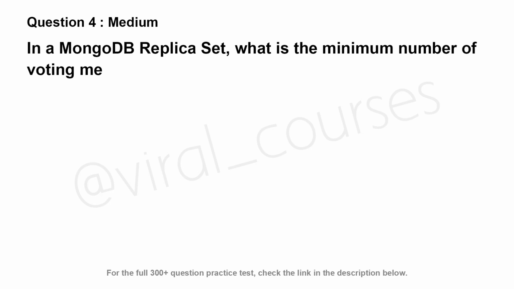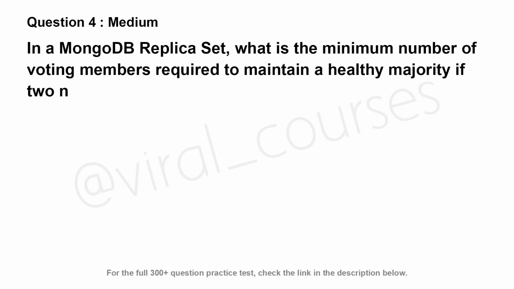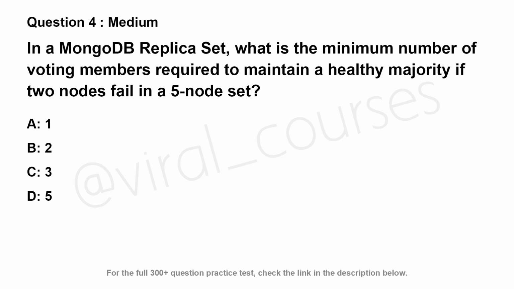In a MongoDB replica set, what is the minimum number of voting members required to maintain a healthy majority if two nodes fail in a 5-node set? Option A, 1. Option B, 2. Option C, 3. Option D, 5.